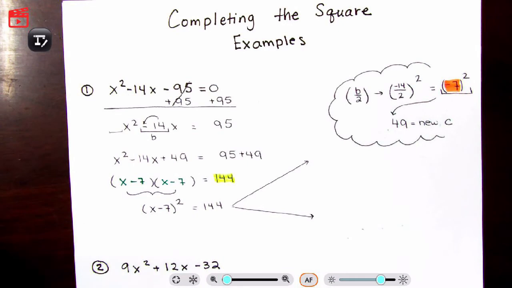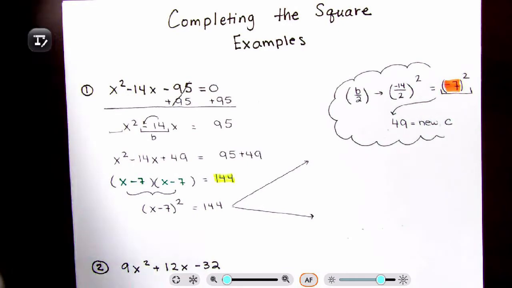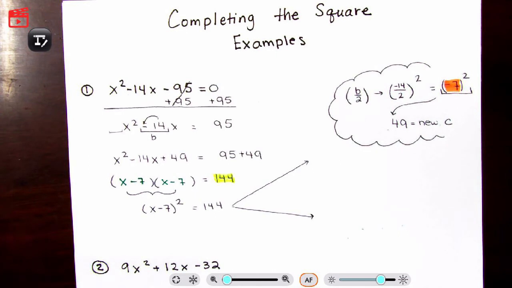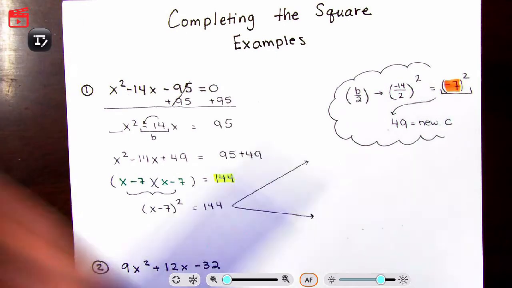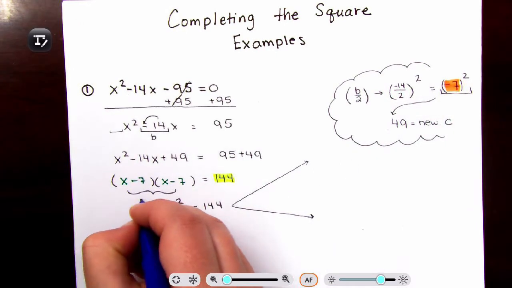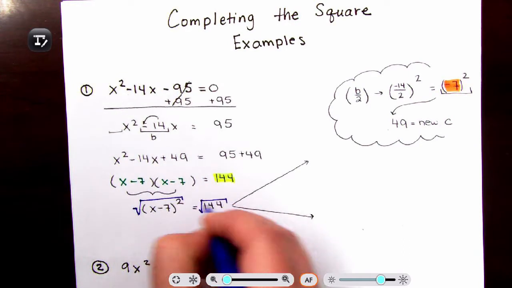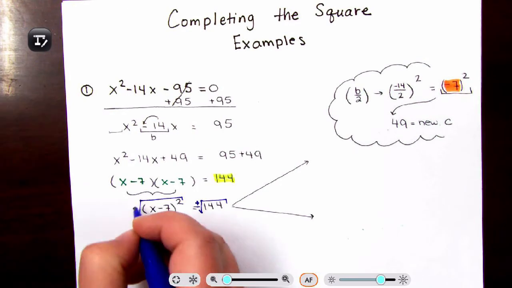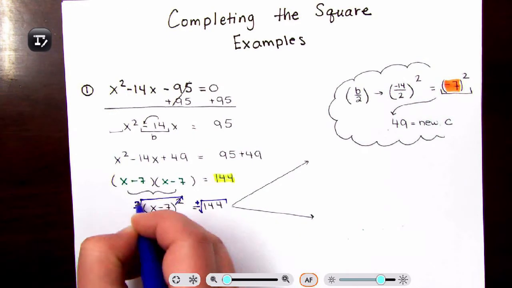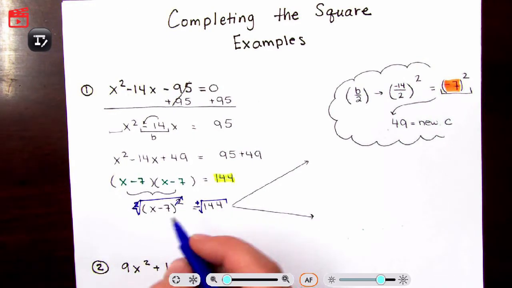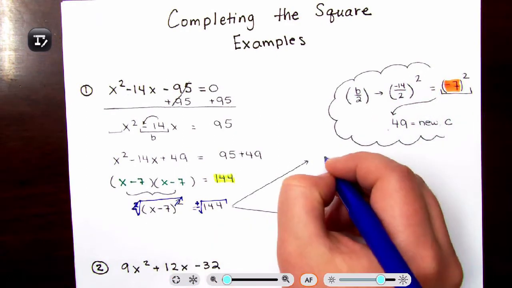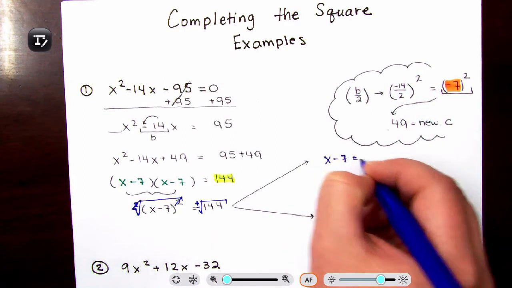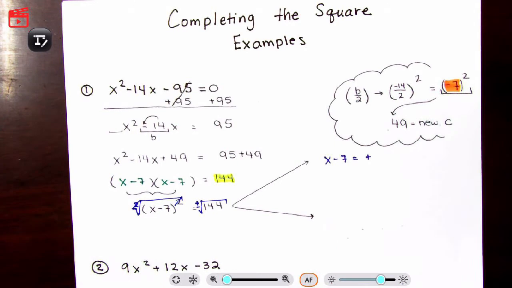Oh, I skipped a step. Let's square root it first. That would be step number 9. We're going to take the square root of both sides. Now, whenever you take the square root, you have a plus and a minus on this side here. This index of 2 undoes the exponent of 2. So we have left over x minus 7 is equal to a positive square root of 144.